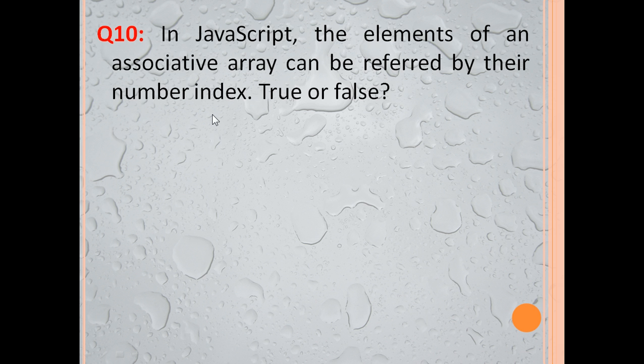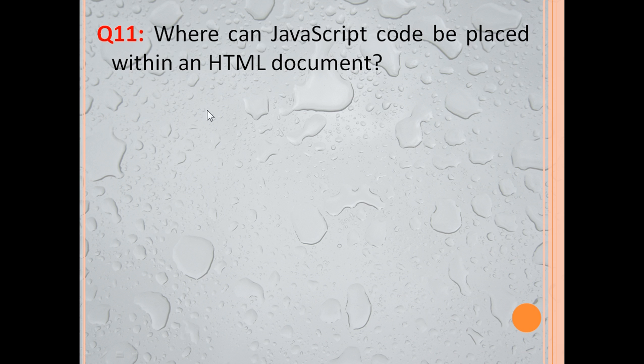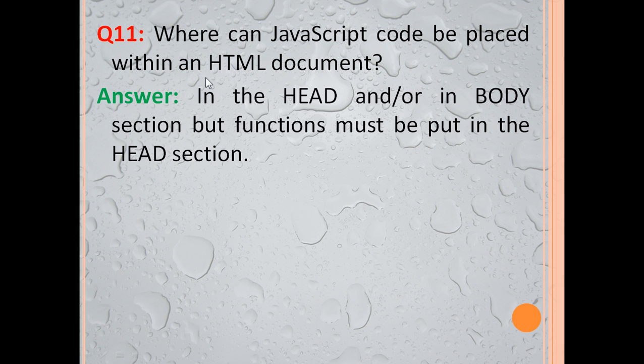In JavaScript, the elements of an associative array can be referred to by their number index, true or false? The answer is false. The elements of an associative array can be referred to only by their string index, not by their number index. Where can JavaScript code be placed within an HTML document? In the head section or in the body section, but functions are placed in the head section as a common practice for more readability.